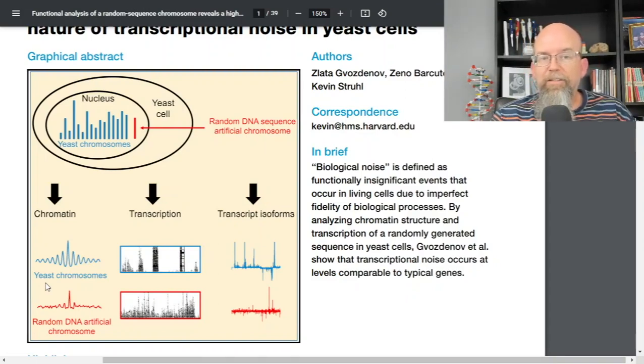They show that, yes, it is transcribed. This random sequence is transcribed. They can find the transcripts of portions of their random sequence in the yeast cell. All right, so that means there's the machinery, right?